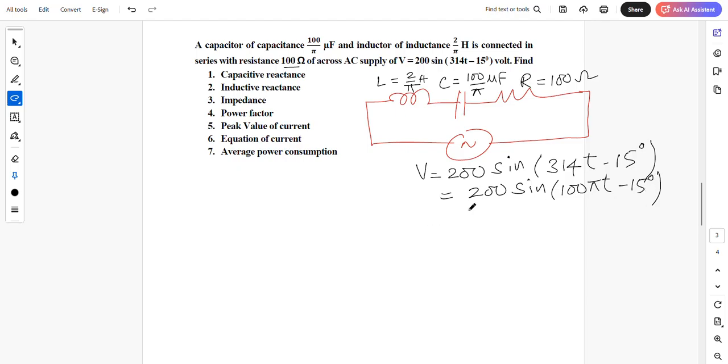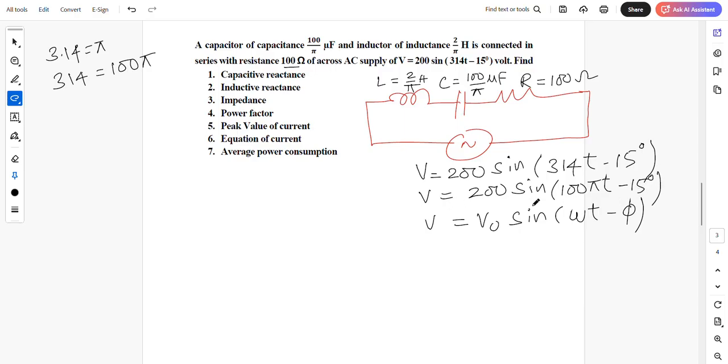Now how did I get this 100 pi? We know that 3.14 is pi, so 314 is nothing but 100 pi. Hope you understood this; in the previous videos also I have shown. Compare this with the general equation V is equal to V naught sine of omega t minus phi. Some angle is given, this voltage is lagging, where the angle is 15 degree.